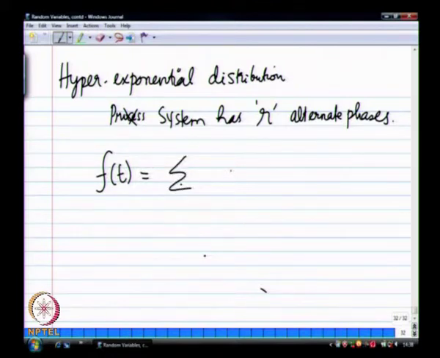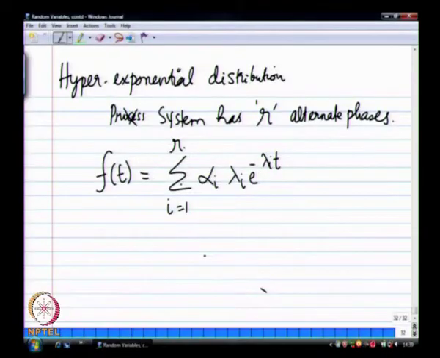So this is again simple, there is lambda i e power minus lambda i t, and you know the probability of going to each one of those phases, which is alpha i, right. So with probability 0.3 you go to one phase, 0.4 you go to the other phase and so on, and therefore this is simply the summation of all those, where your alpha i sums up to 1.